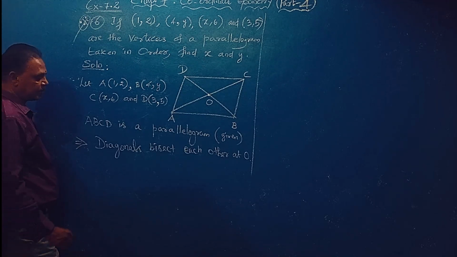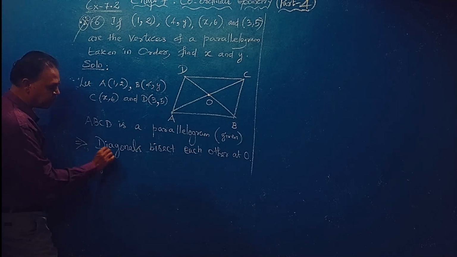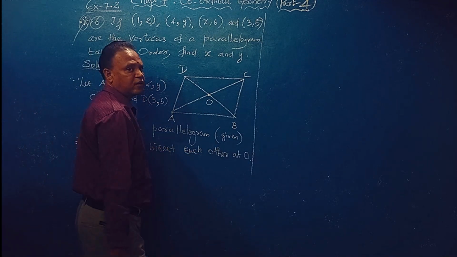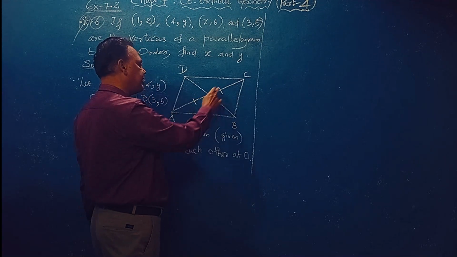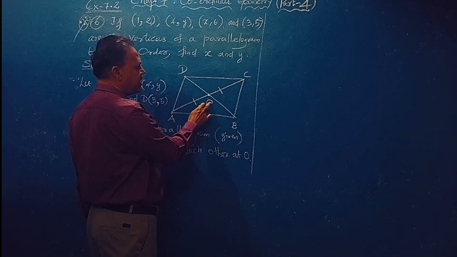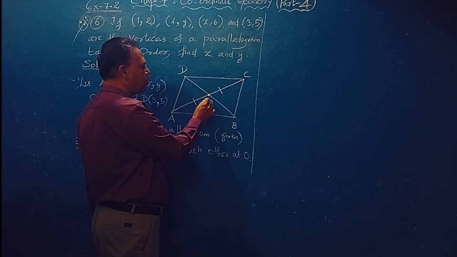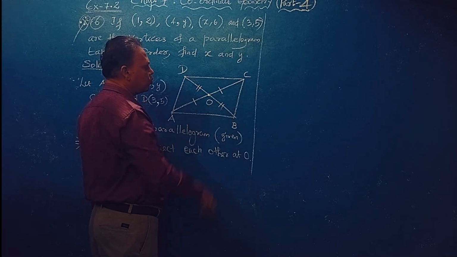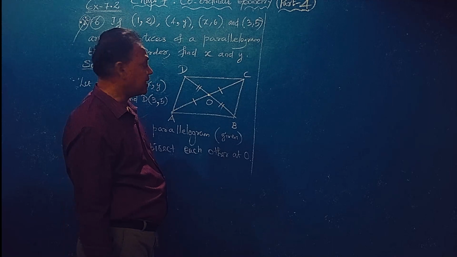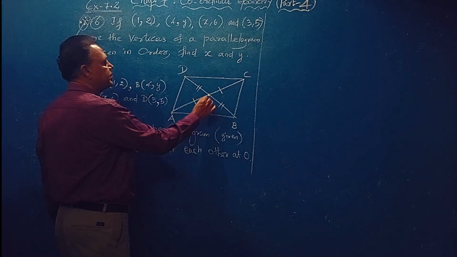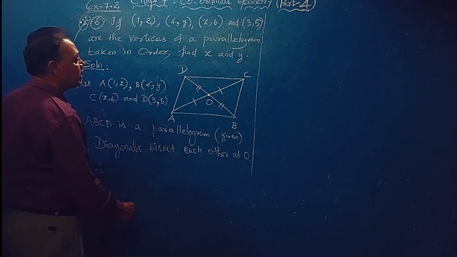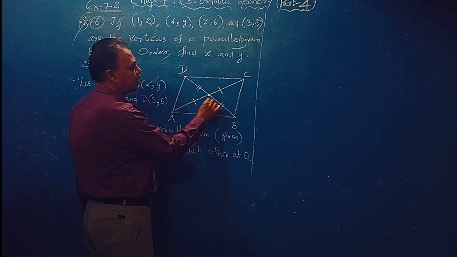bisect each other. Therefore, what is the meaning? Diagonals bisect each other at O means O correctly divides AC into equal parts. In the same way, O divides BD into equal parts. Understand? That is the meaning of bisect each other. Clear?